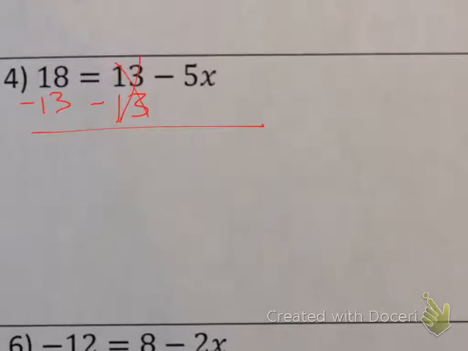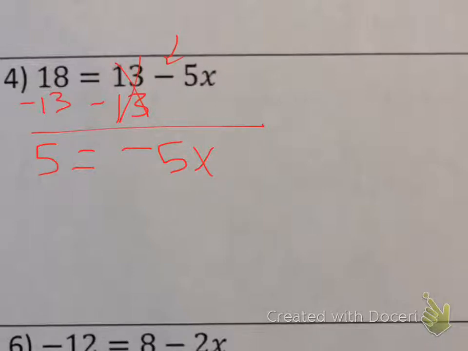It cancels over here. 13 minus 13 is 0. So I have that minus 5x because I really need to make sure I keep that sign in front of it. And then over here, 18 minus 13 is 5. X is still not by itself. It has that -5 attached to it.